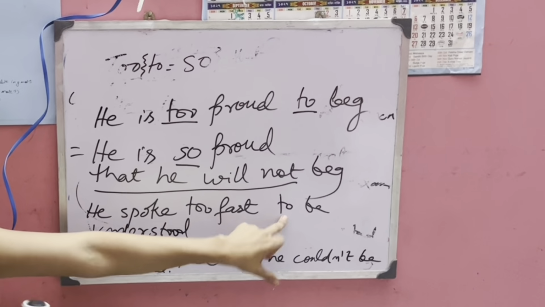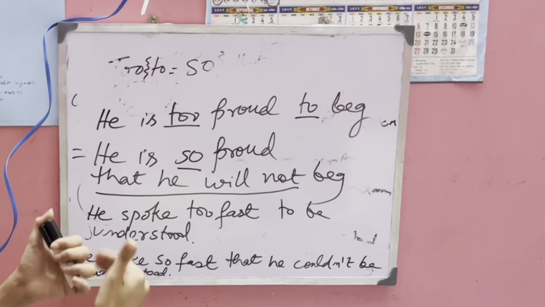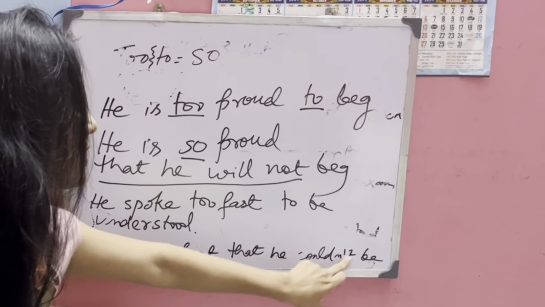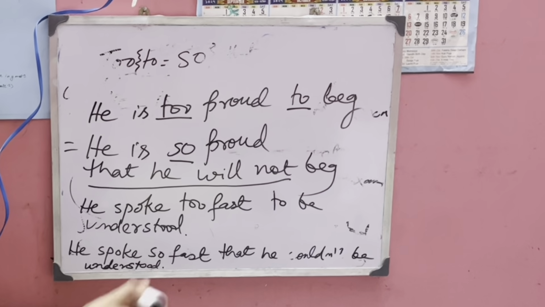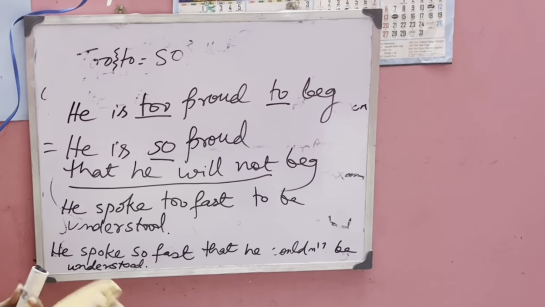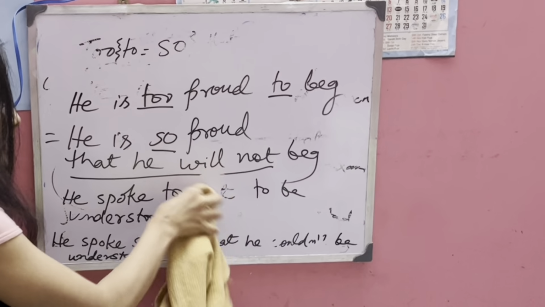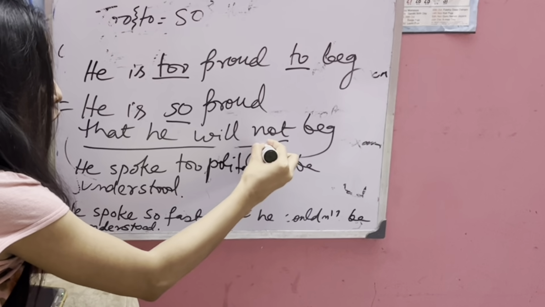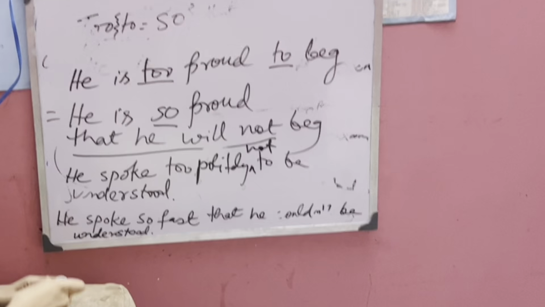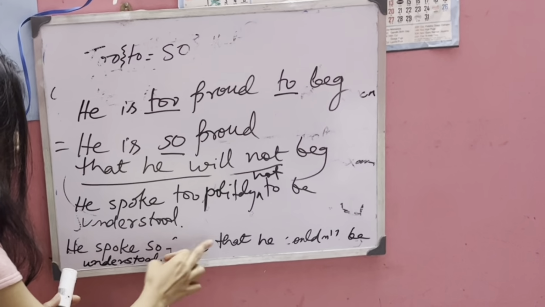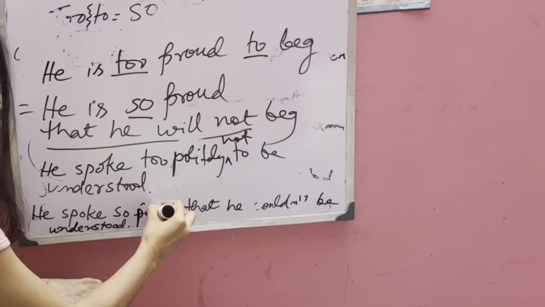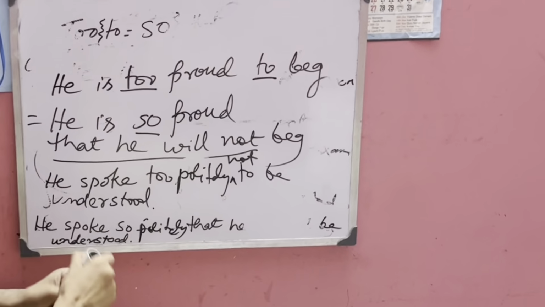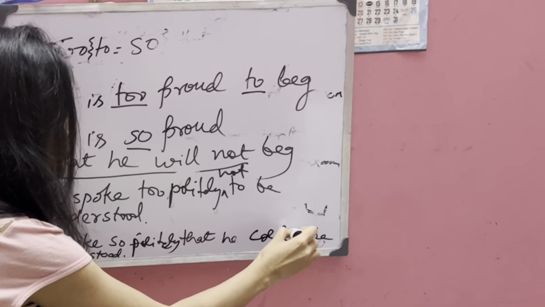If it was not to, as I have already said in my previous sentence, in that case, this would have become positive, right? For example, if I would have written, he spoke too politely, let me replace this, politely, not to be understood. Now this is a negative sentence. So he spoke so politely that this time he could be understood. He could be understood. Why?